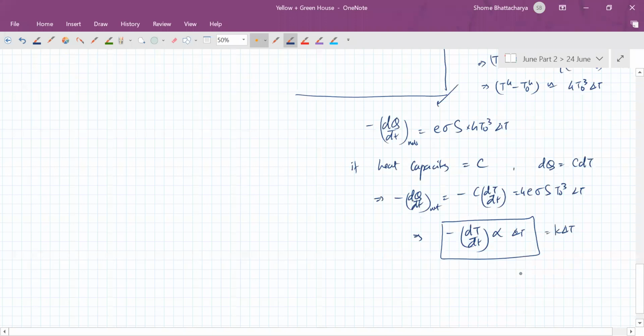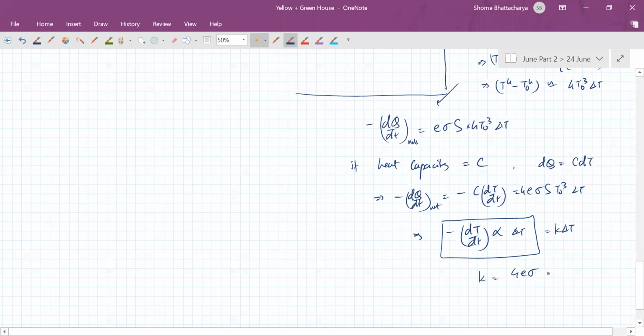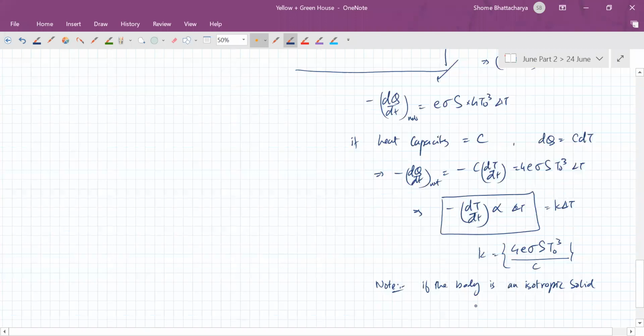depends on all these things: surface area, surrounding temperature, and the heat capacity. Okay. So in case the body is an isotropic solid, then the heat capacity can be written as mass times specific heat capacity.